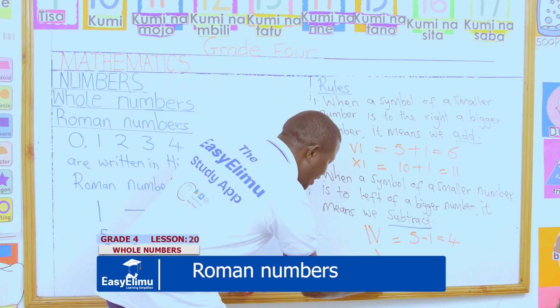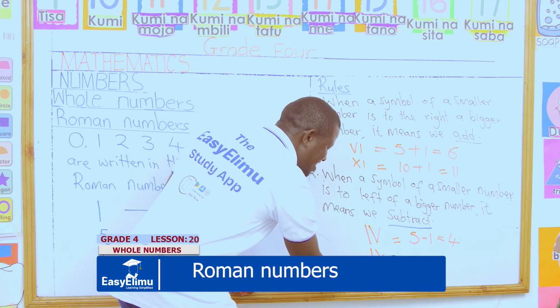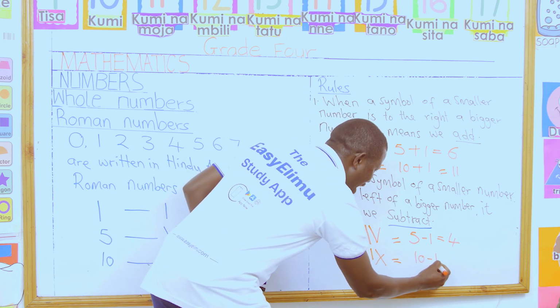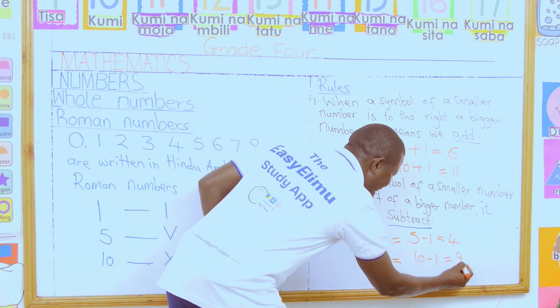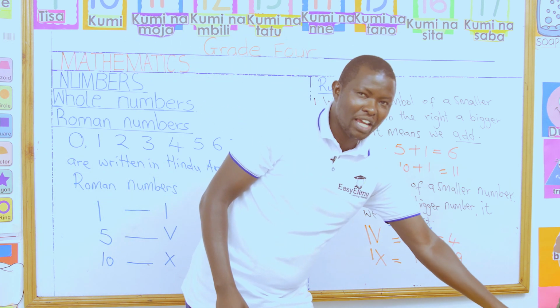Can we do the same to number 10? When we have number 10, but to the left, we had number 1. It means this is number 10, take away 1, and you remain with 9. Are we together, class? It means you remain with 9.